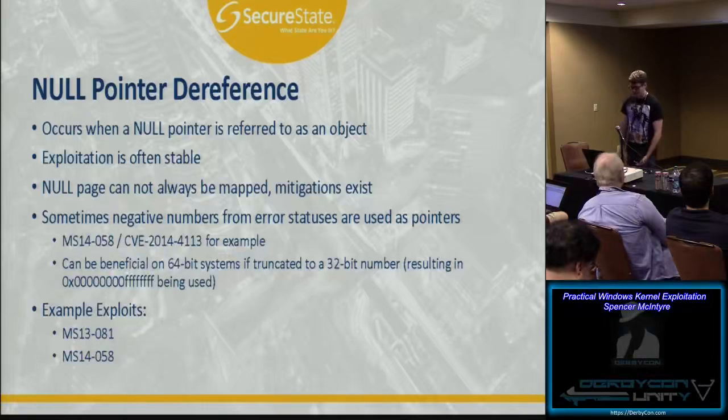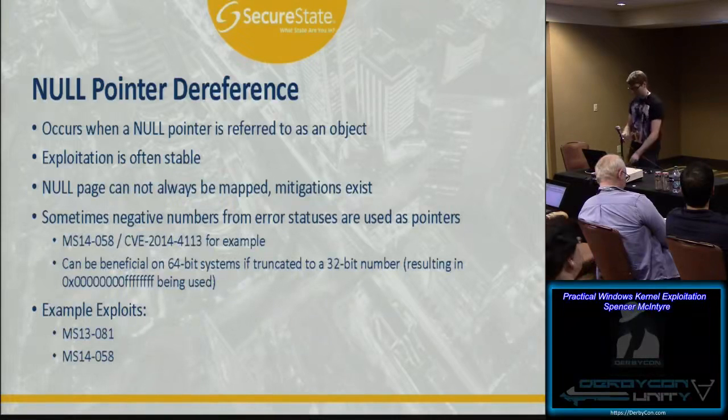So next up we have null pointer dereference. This occurs when a null pointer is referred to as an object. Of course, why this is bad is that if an attacker can map the memory at that address, then they will potentially be able to create a malicious object at that address that can be used. And depending on what that object is will depend on how it is actually being used. So the attacker needs to know what types of objects they could put there and how it's being referred to.